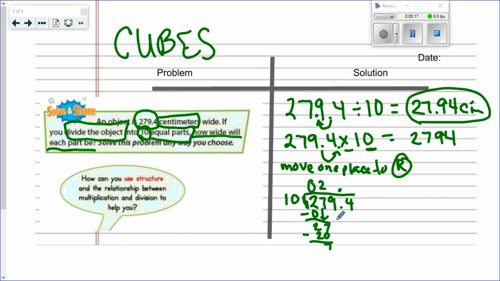Going to subtract and bring down. I know that 10 is going to go into 79 7 times. I'm going to kind of forget about that decimal point. I'm not going to put it into my work here. I'm going to bring this down. I know, oh, that should be a 4, not a 9. So I'm working with 94 here. I know 10 is going to go into 94 9 times.